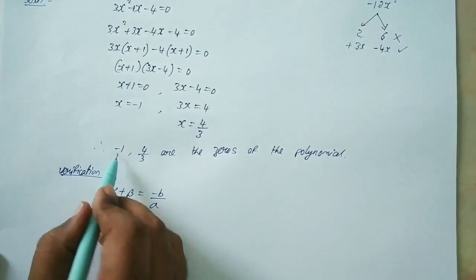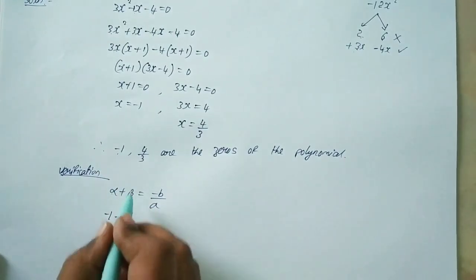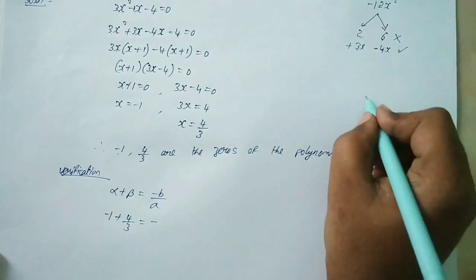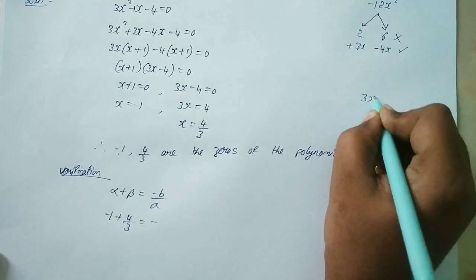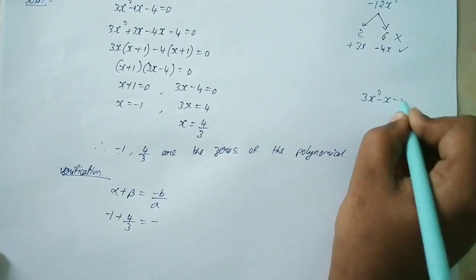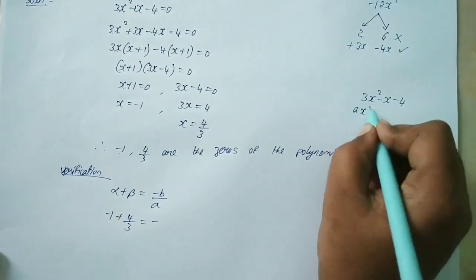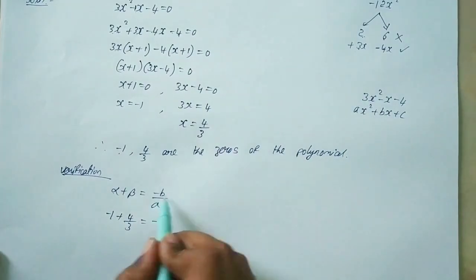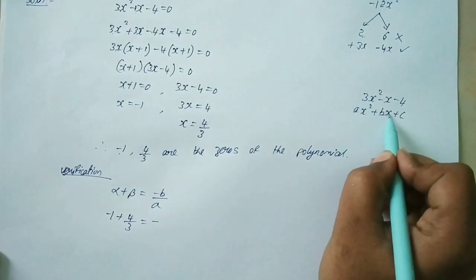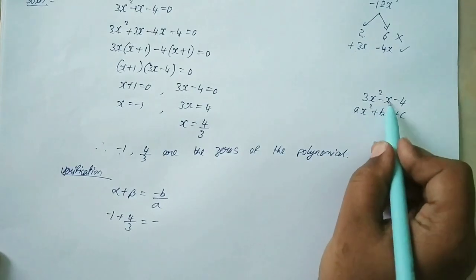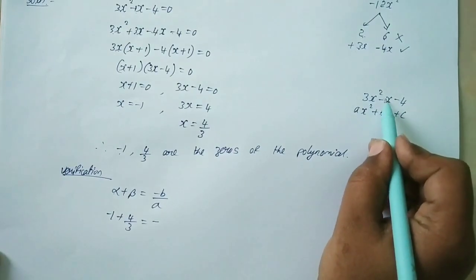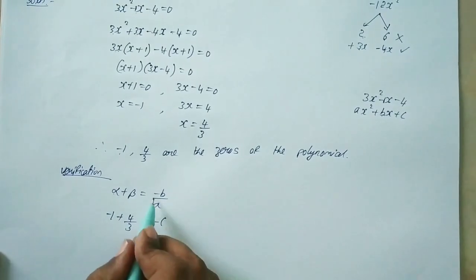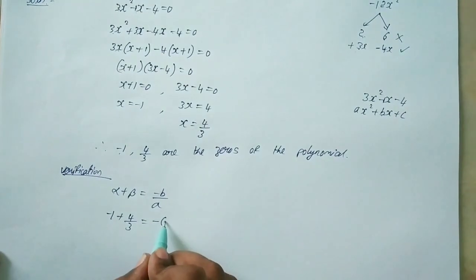I will take minus 1 as alpha and 4 by 3 as beta, equal to minus as it is. What is the equation they have given? 3x square minus x minus 4. If we compare with the standard form, ax square plus bx plus c, b means the coefficient of x, right? What is the coefficient of x here? Minus 1 is the coefficient. Already minus is there, so again I have to write the b value, minus 1.